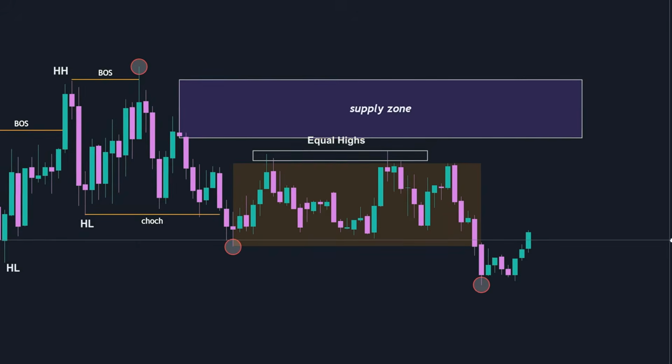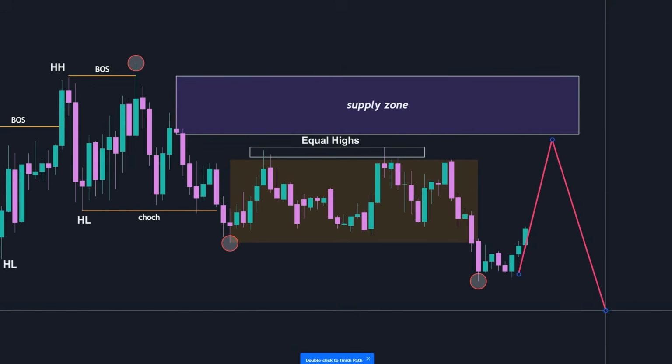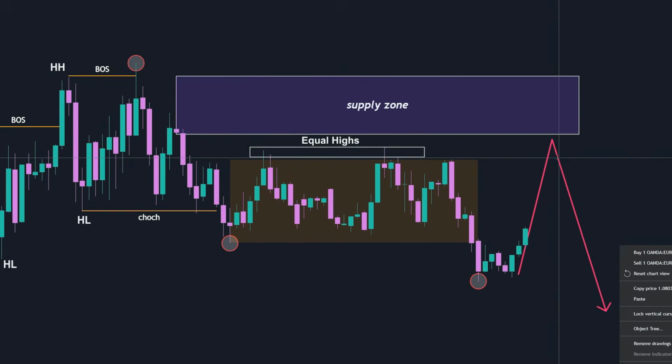So now we've got everything lined up. A bearish trend. Equal highs inside that bearish trend. A supply zone just above those equal highs. Here's how the model plays out. Price sweeps the equal highs, taps into the supply zone, and then sells off. That's our entry model.